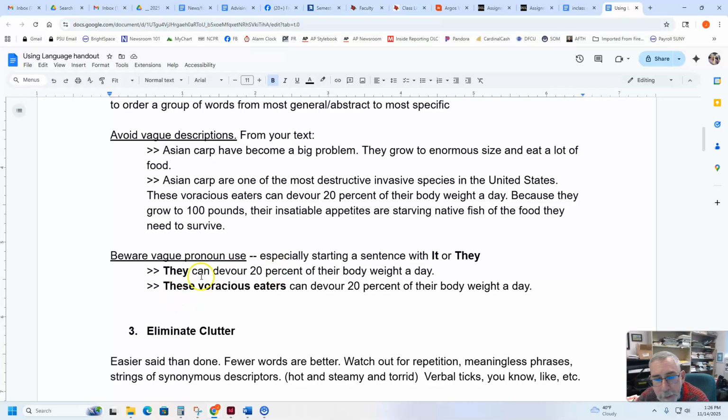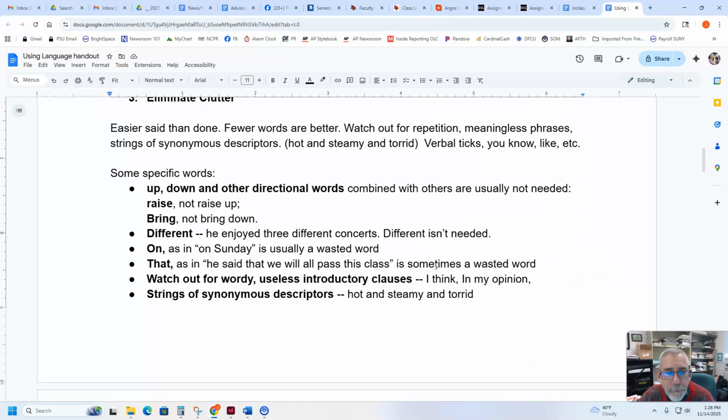They could be replaced. Imagine if I had written the sentence, they can devour 20% of their body weight a day. Many of you have written that in a series of description. Now, the description is good, but who is they? Oh, it should be obvious. It probably is obvious, but why am I giving you a word that has no other content? I would want to say, these voracious eaters. That's what they did in the text. So I find a better way to describe and add information and add vividness at the same time. So when you do self-editing, watch out for it and they.